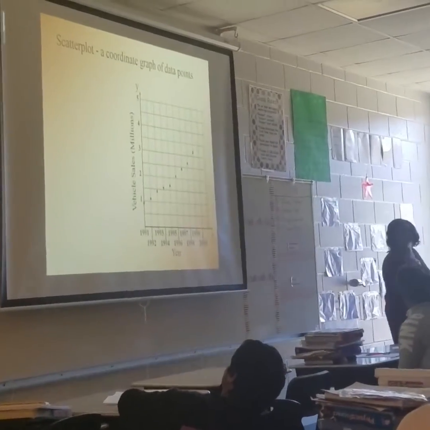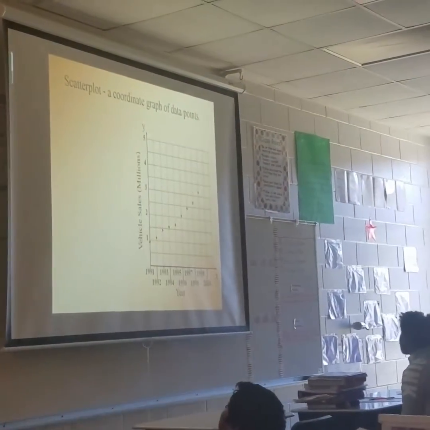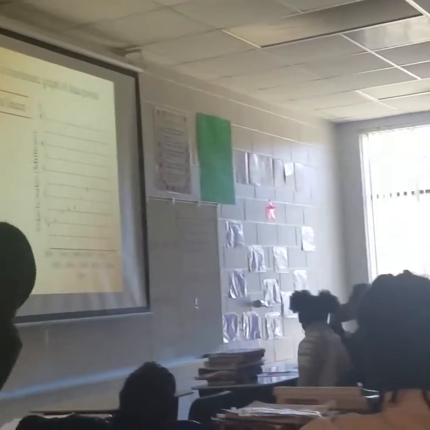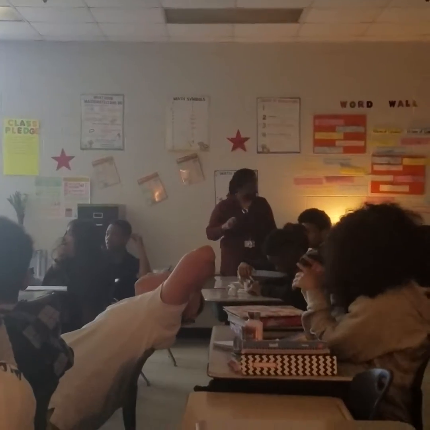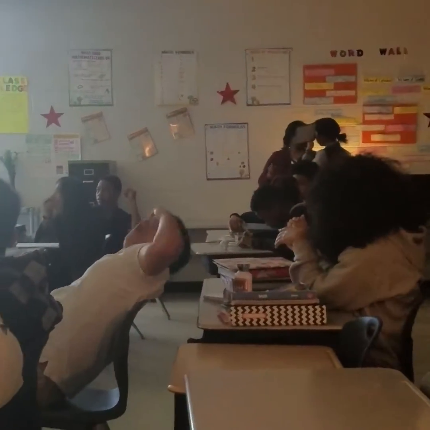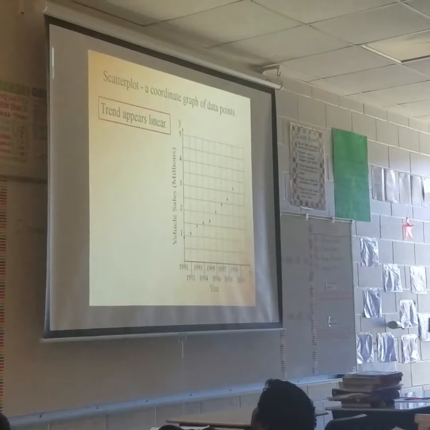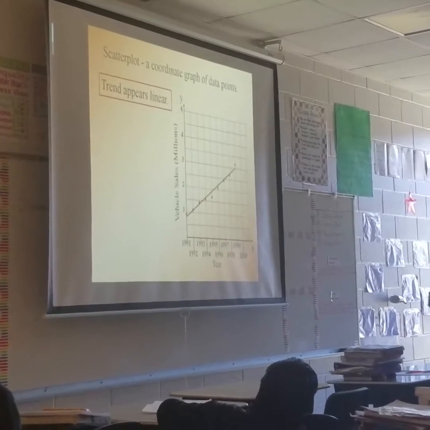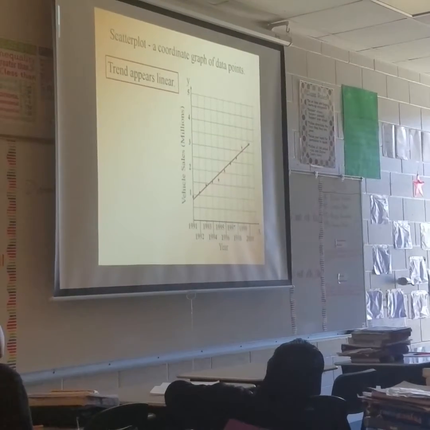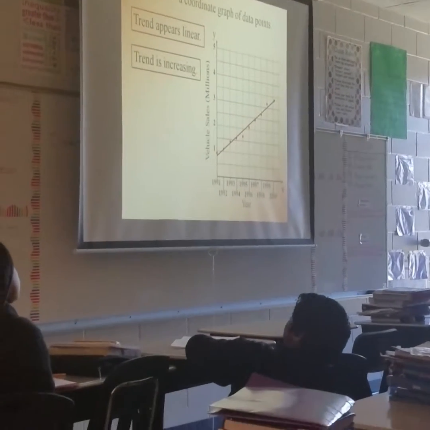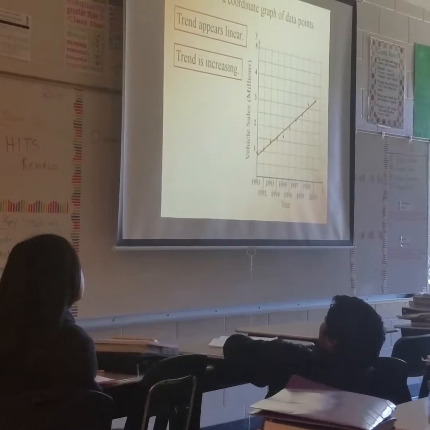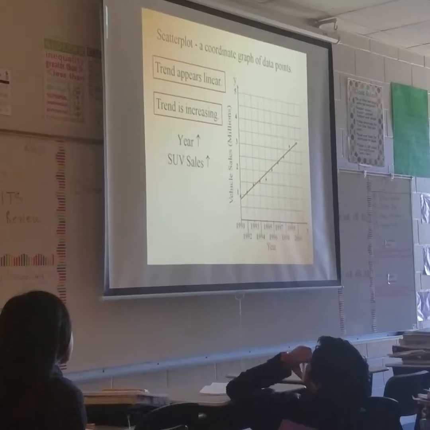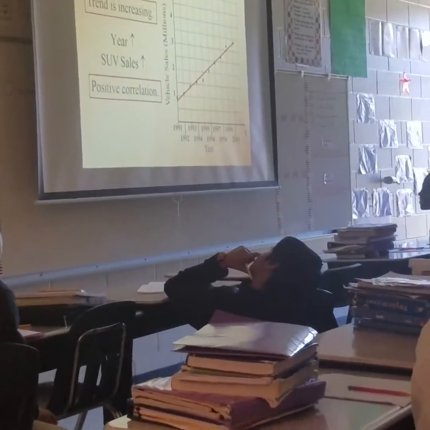What do we notice about this trend? That they're positive. It appears linear. So you see it's forming a straight line here. It's gonna appear linear. It's also increasing, going from left to right. As the years go up, the sales go up, so that means it's gonna be a positive correlation.